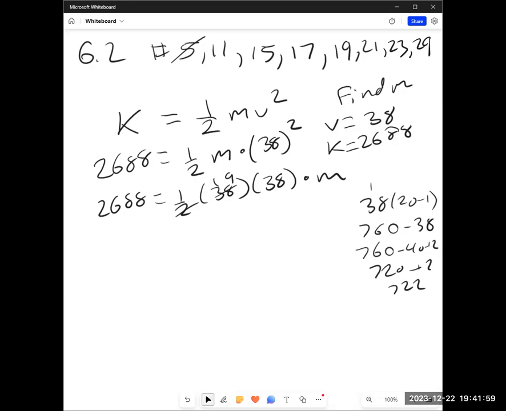Let me just check that with my calculator here. 38 squared divided by 2 is 722. Yep.